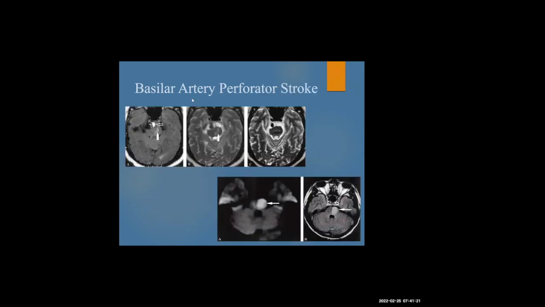So this is just another example. This was a perforator stroke of the basilar artery. And again, strikingly symmetric, only affecting one side. The mechanism here was that they had a partially thrombosed basilar artery aneurysm that had picked off one of the perforating vessels. And you can see the restricted diffusion. And again, the striking midline respect that it has. It does not cross midline.